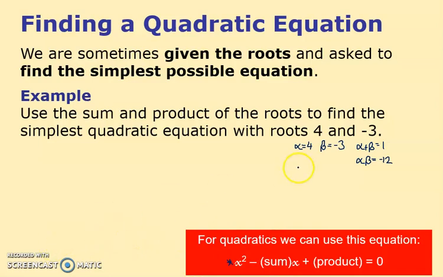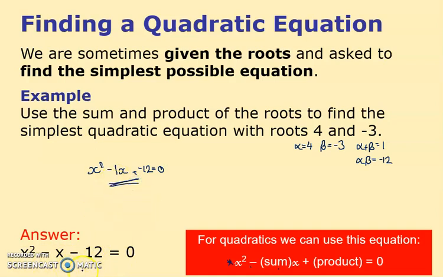So as a result of this, I can just write, well, my equation must be x squared. What's my sum of my roots? That's 1. So it's always minus that. That's the one that changes its sign. Minus 1x plus the product, which is minus 12. Now you're not going to write it like that. You're going to write it as x squared minus x minus 12. You can see, just tidy it up properly. But that's how you do it.